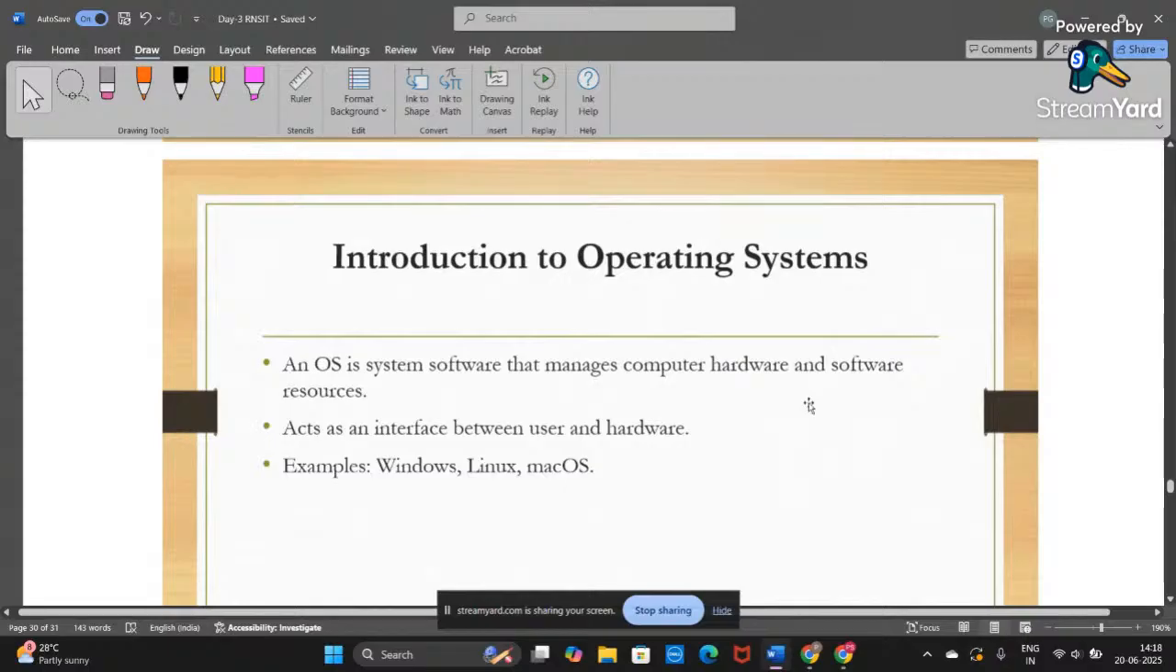Introduction to operating system. An OS is system software that manages computer hardware and software resources, as I told you before, and also acts as an interface between user and hardware. Examples are Windows, Linux, Mac OS, Android. These are the examples for operating systems.